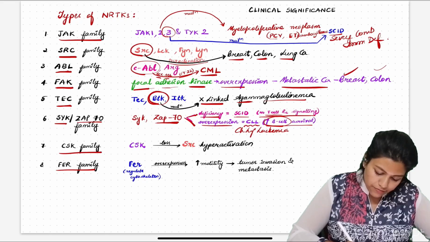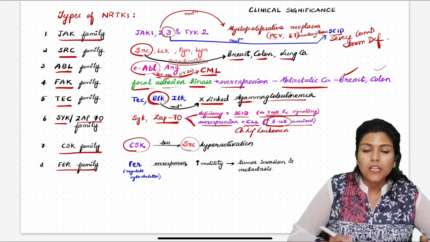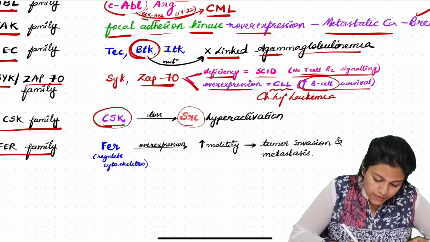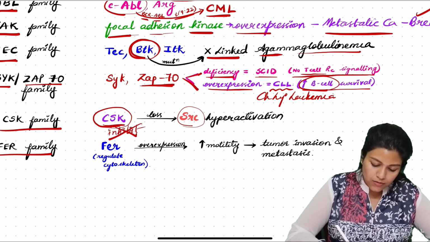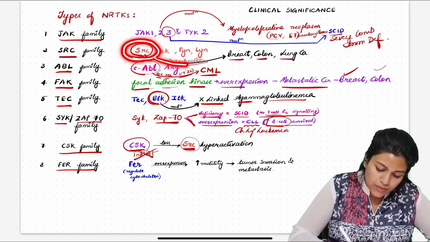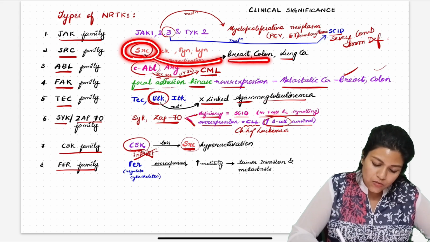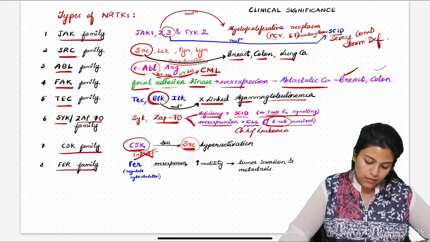And coming to the CSK family, whenever CSK is lost, SRC will be hyperactivated. The normal function of the CSK is to inhibit SRC. When the CSK is lost, the inhibition is lost, and SRC will be hyperactivated. What will happen when SRC is hyperactivated? It will result in cancers of breast, colon, and lung.